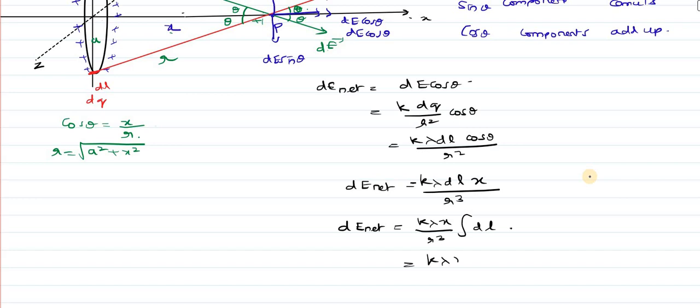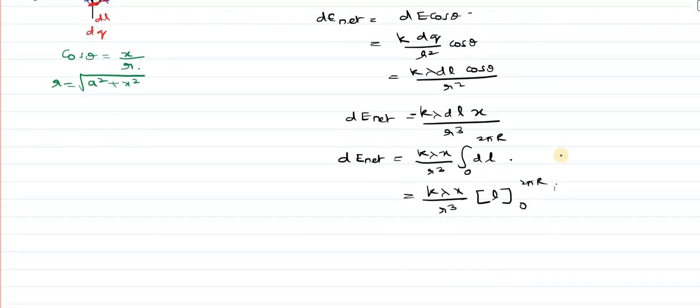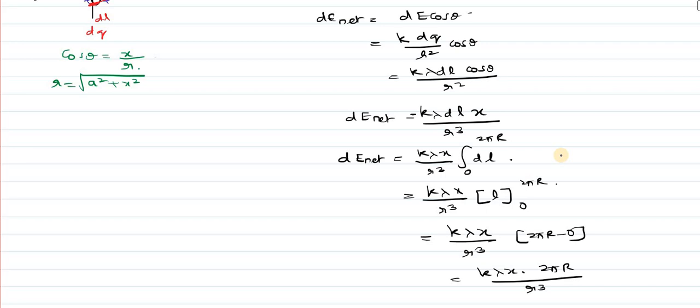Differentiation of dl is what? It is L. Correct? But from where to where, considering the entire circumference, right? So 0 to 2 pi r. If you start at one point, you will complete the entire 360. So that gives you what? Circumference. So k lambda x by r cube, upper limit minus lower limit. So what will it be? K lambda x into 2 pi r by r cube.